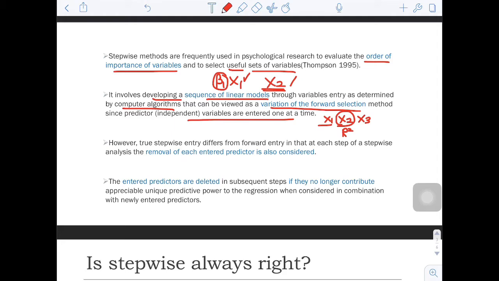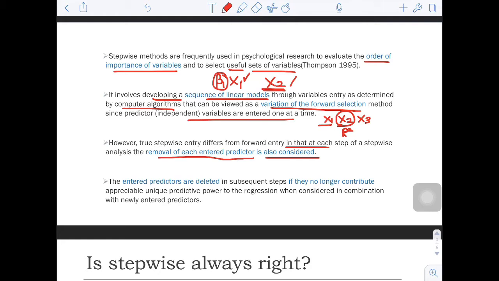If you have used SPSS, forward selection method is quite similar to the stepwise regression method. But of course, they are not identical. Else, there wouldn't be two names, right? However, true stepwise entry differs from forward entry in that at each step of a stepwise analysis, the removal of each entered independent variable is also considered.